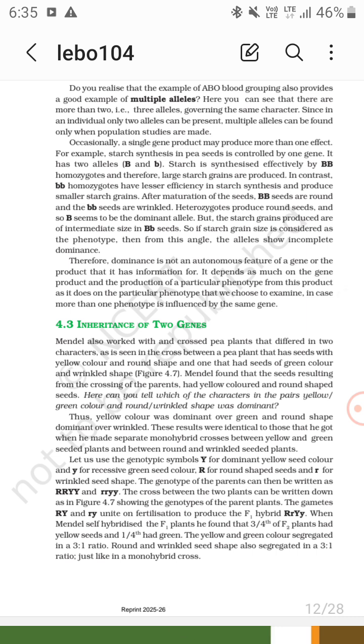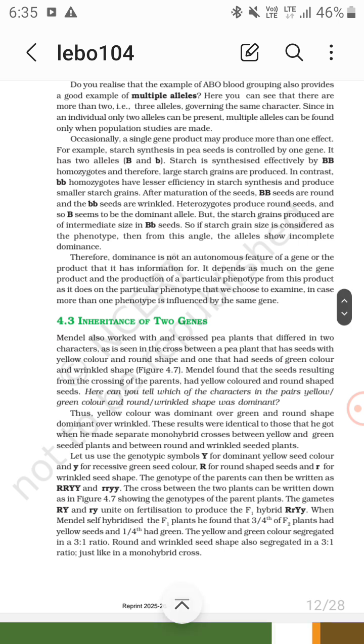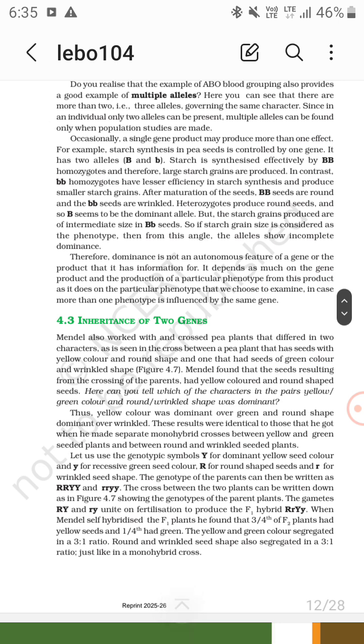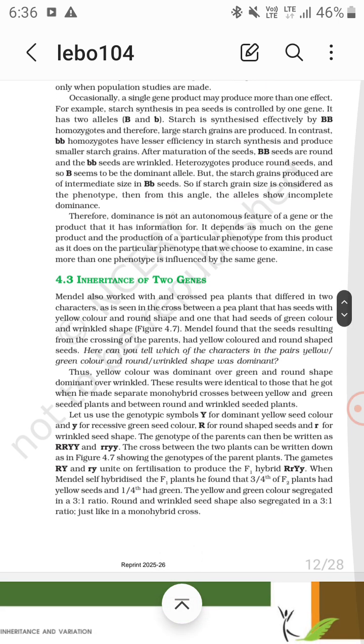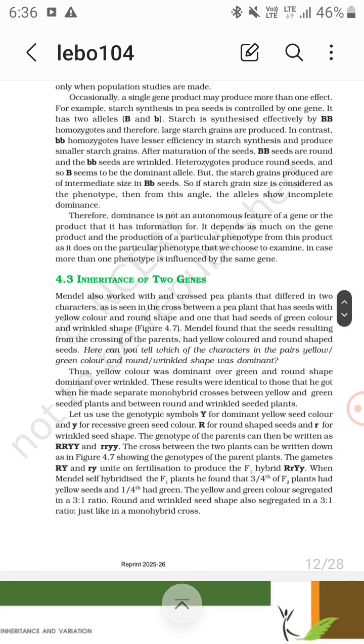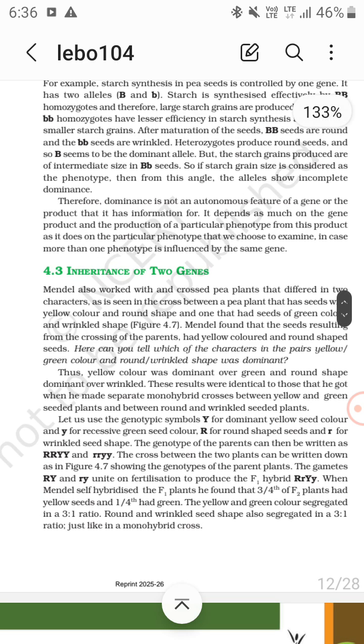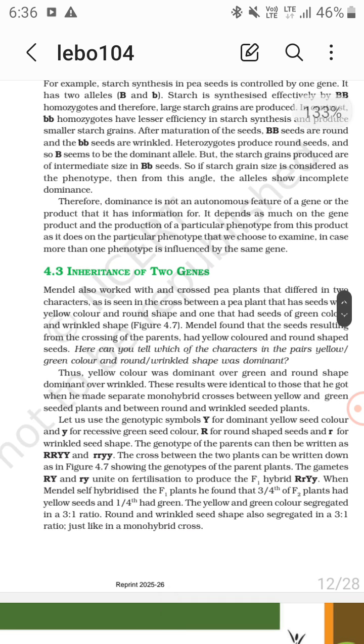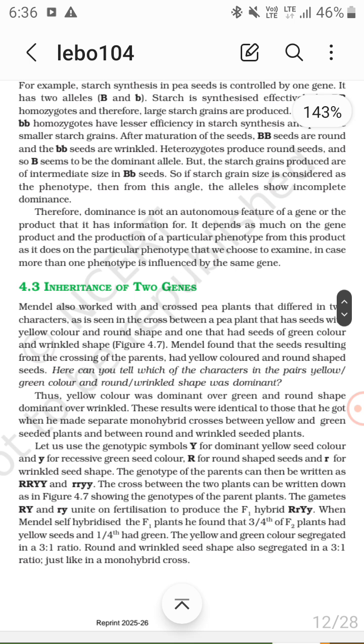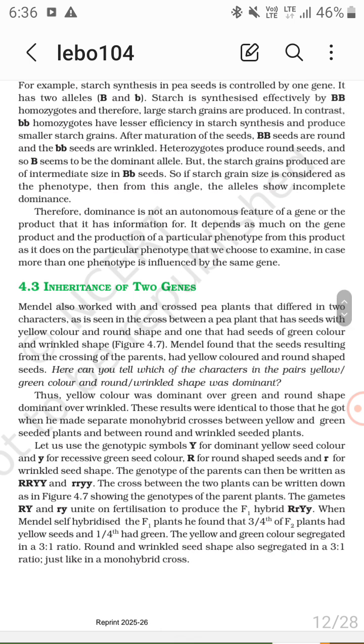So starch synthesis: capital B capital B, homozygous, it is round, and when it is mature, it is large. Small b small b, it is wrinkled, and when it is mature, it shrinks, that is small in size. But when capital B and small b, it is of intermediate size. When it matures, you will see it is in between in size.